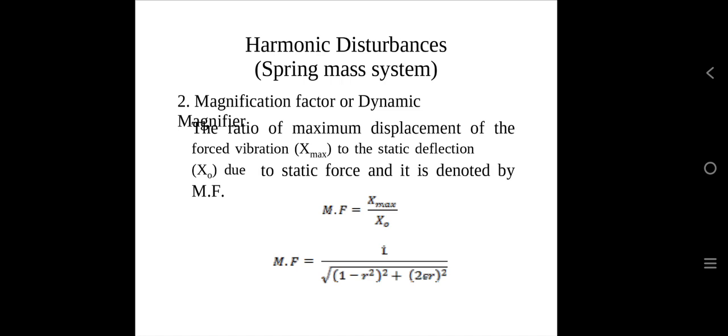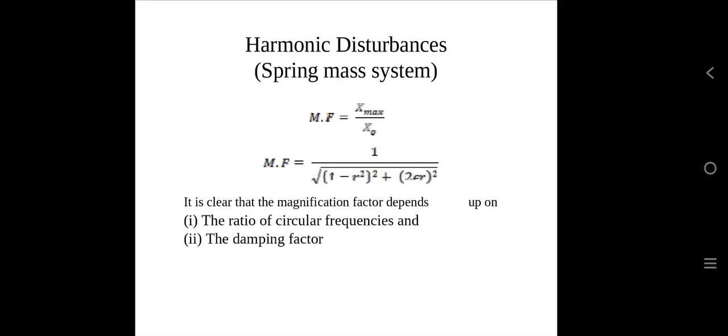So the magnification factor, or dynamic magnifier, is the ratio of the maximum displacement of the forced vibration to the static deflection due to the static force. It is denoted by MF, that is MF equal to x max divided by x naught. The magnification factor is equal to 1 divided by square root of (1 minus r square) whole square plus (2 zeta r) square.